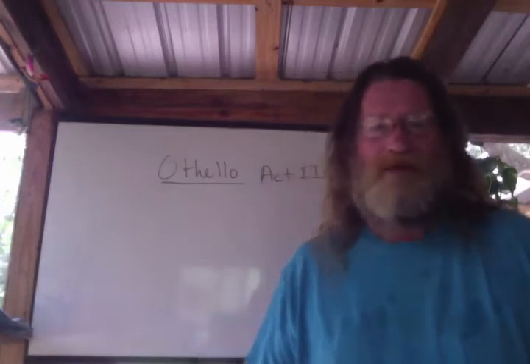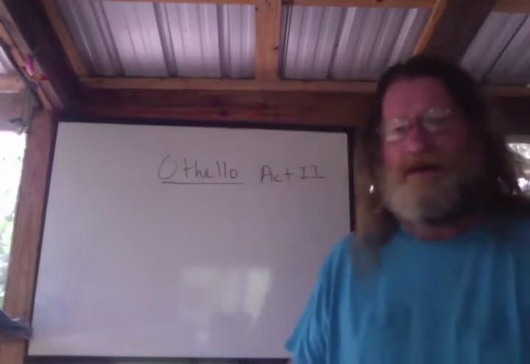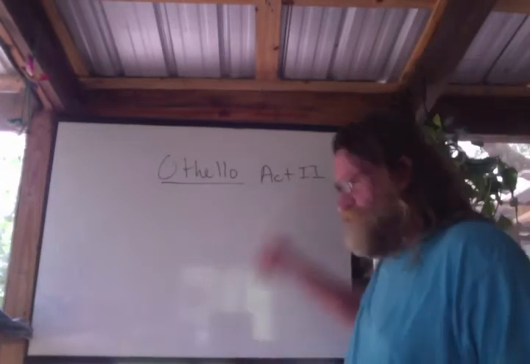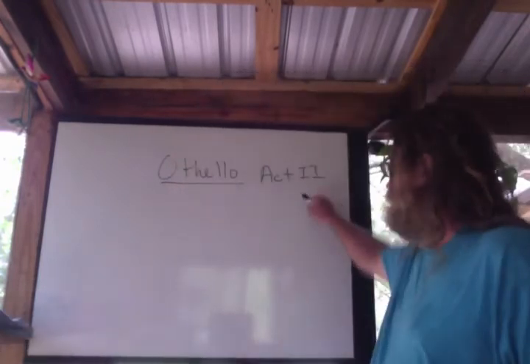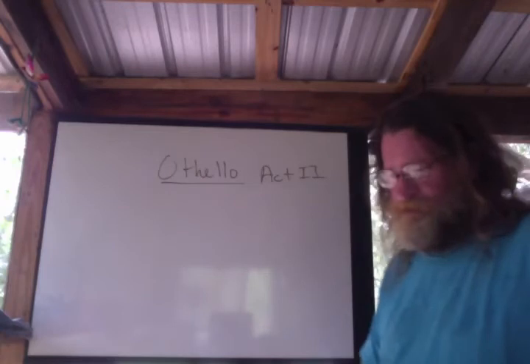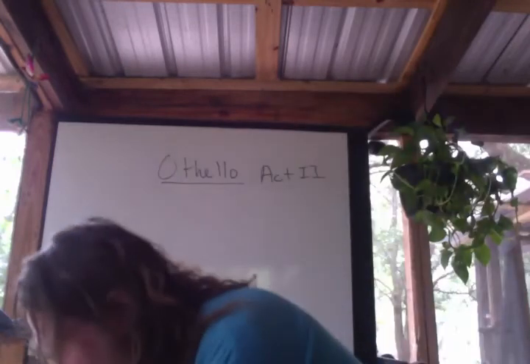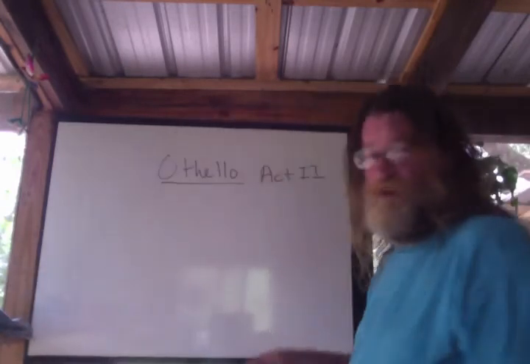Hey, welcome back to our discussion of Othello. This is Othello Act 2. Now, you see that there's two I's there in Act 2, and those two I's just mean the number 2 in Roman numerals.